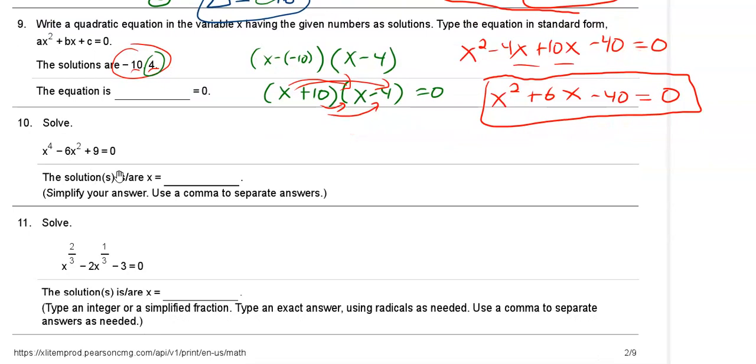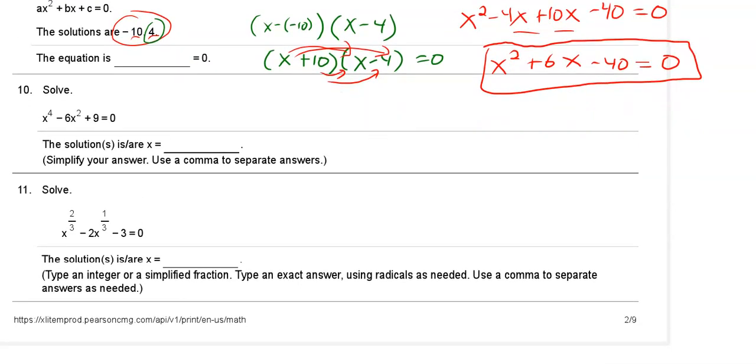Question number 10. So this is a quadratic-like equation. It's not really quadratic, because quadratic means the highest power is x squared, but it has the structure of a quadratic equation. So the proper way to do this would be to use substitution to transform it into a quadratic equation. And the key for that is to look at the middle term. For a quadratic expression, you want it to look like this, which means you want the middle term to be a variable to the first power. You don't want it to be x squared. You would rather it have been x to the first power.